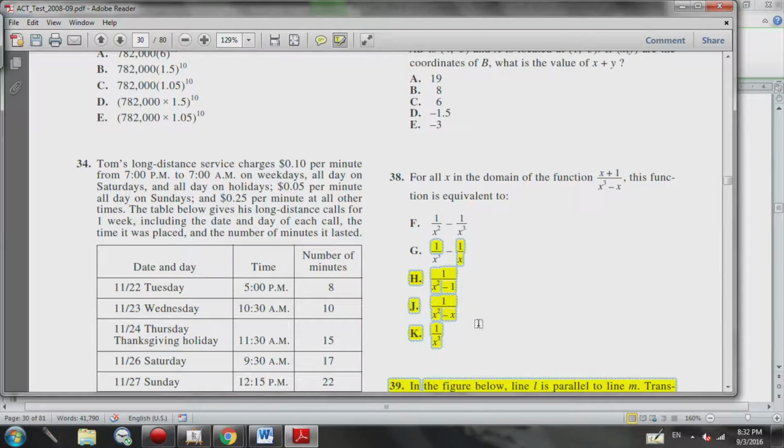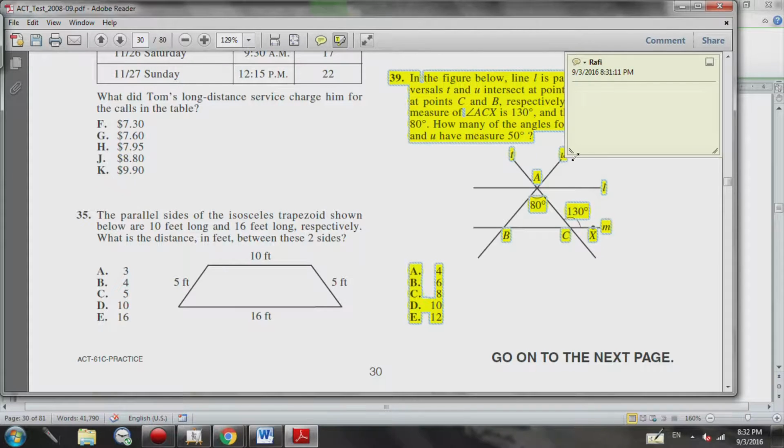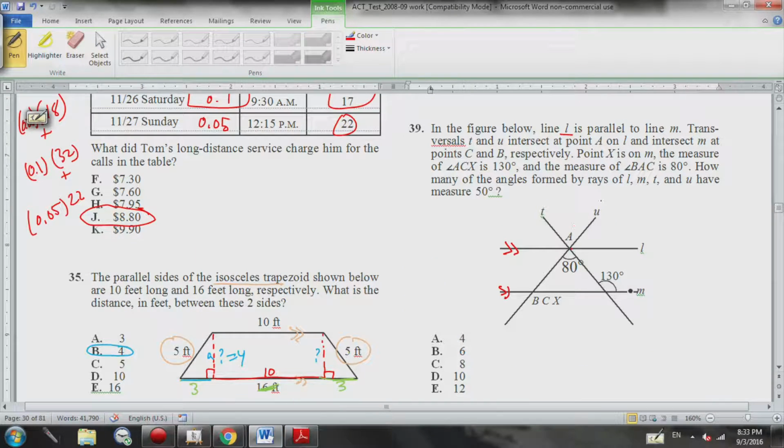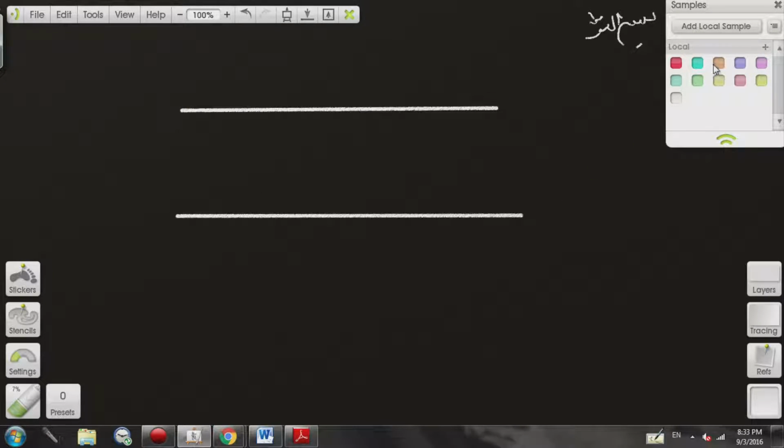Okay. Let's go over here to something that makes sense. So it's like this, okay? And the question here is, this is 130, 80. How many of the angles formed by these lines measure 50 degrees? How many 50-degree angles are there? Well, this question is not that difficult if you know everything that you need to know about parallel lines, okay? And if you don't know, then it's going to be a tough one.